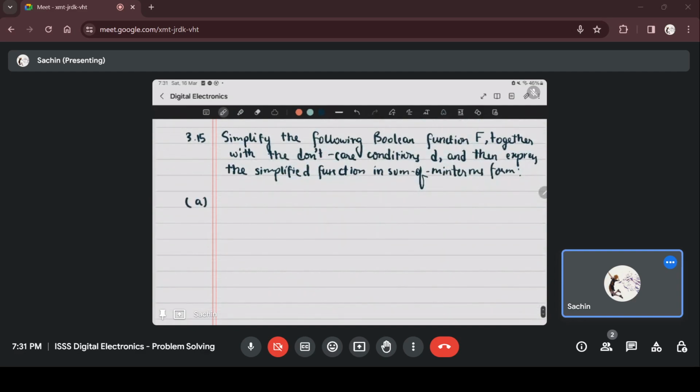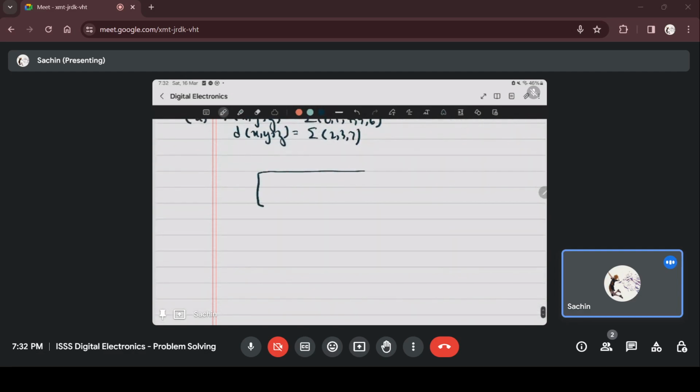Part A has f of xyz is summation 0, 1, 4, 5, 6, d of xyz is summation 2, 3, 7. It's a 3 variable map.